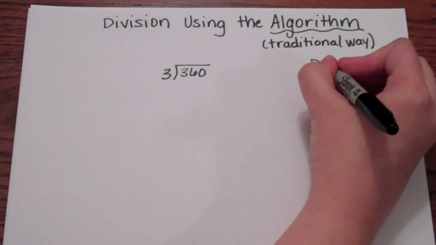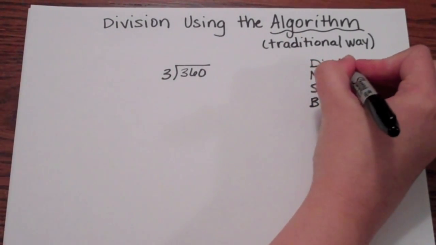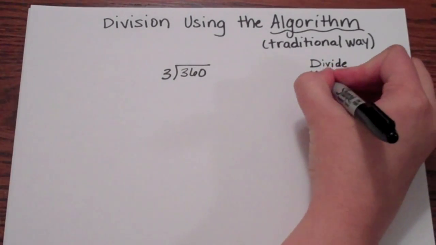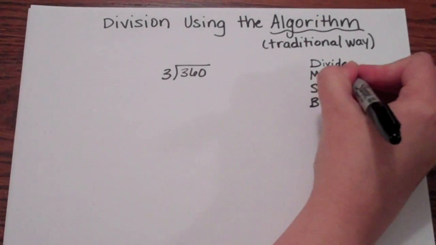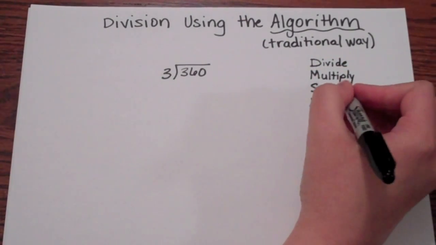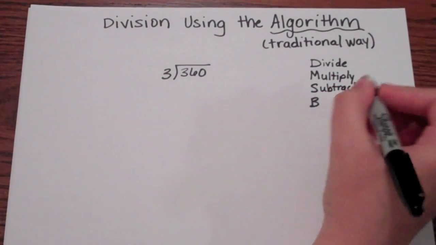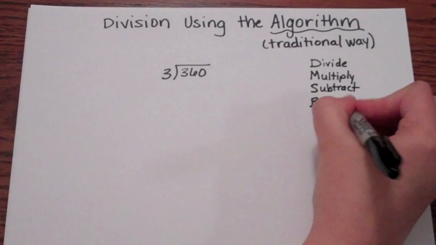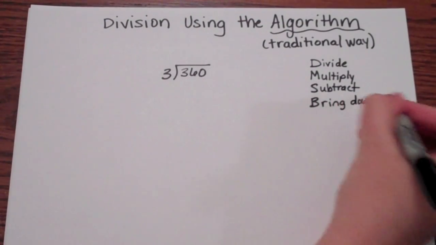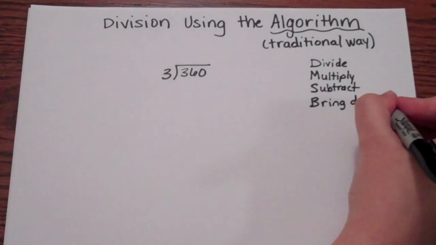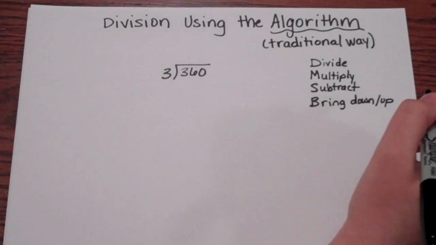Daddy stands for divide. Mommy stands for multiply. Sister stands for subtract. Brother stands for bring down. Or at the very end, you might bring up your remainder.